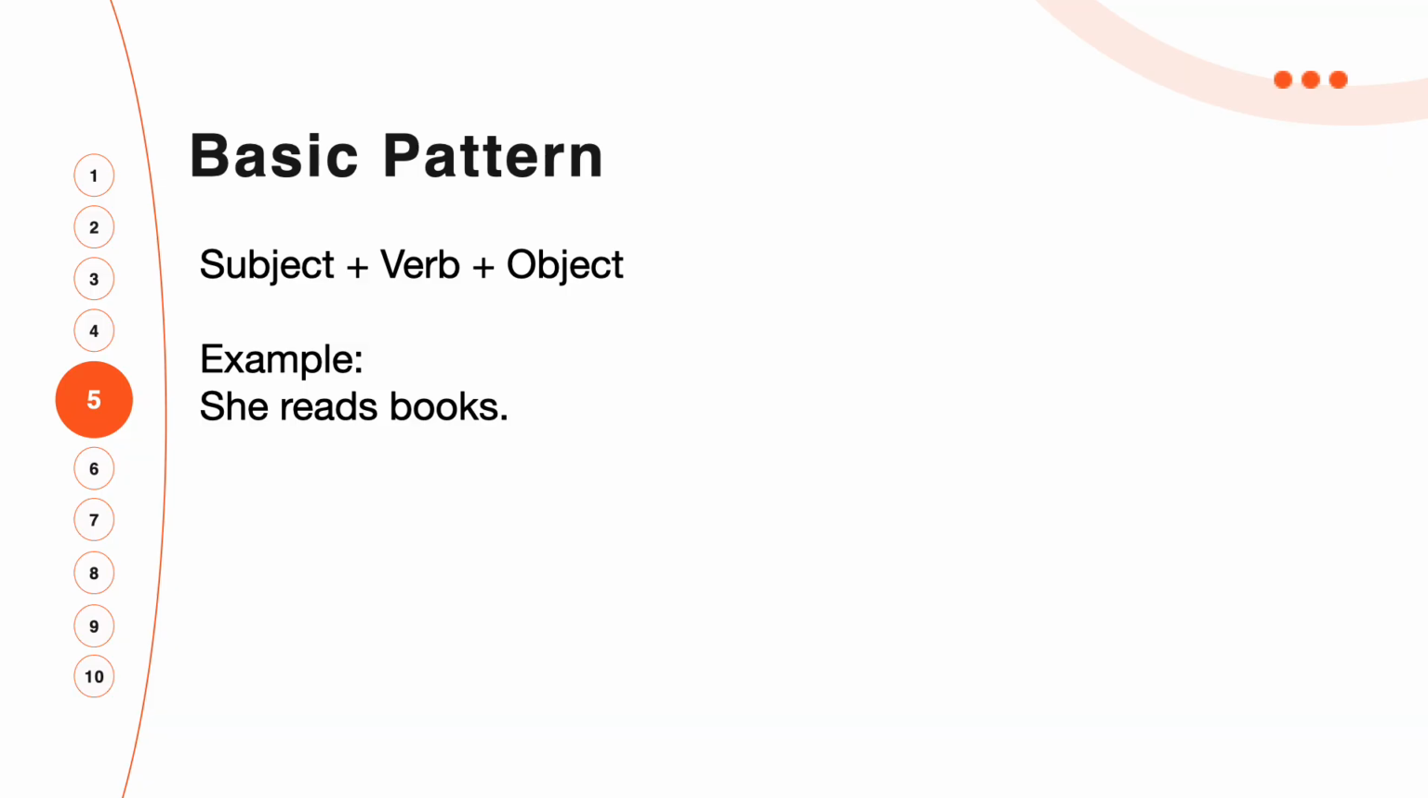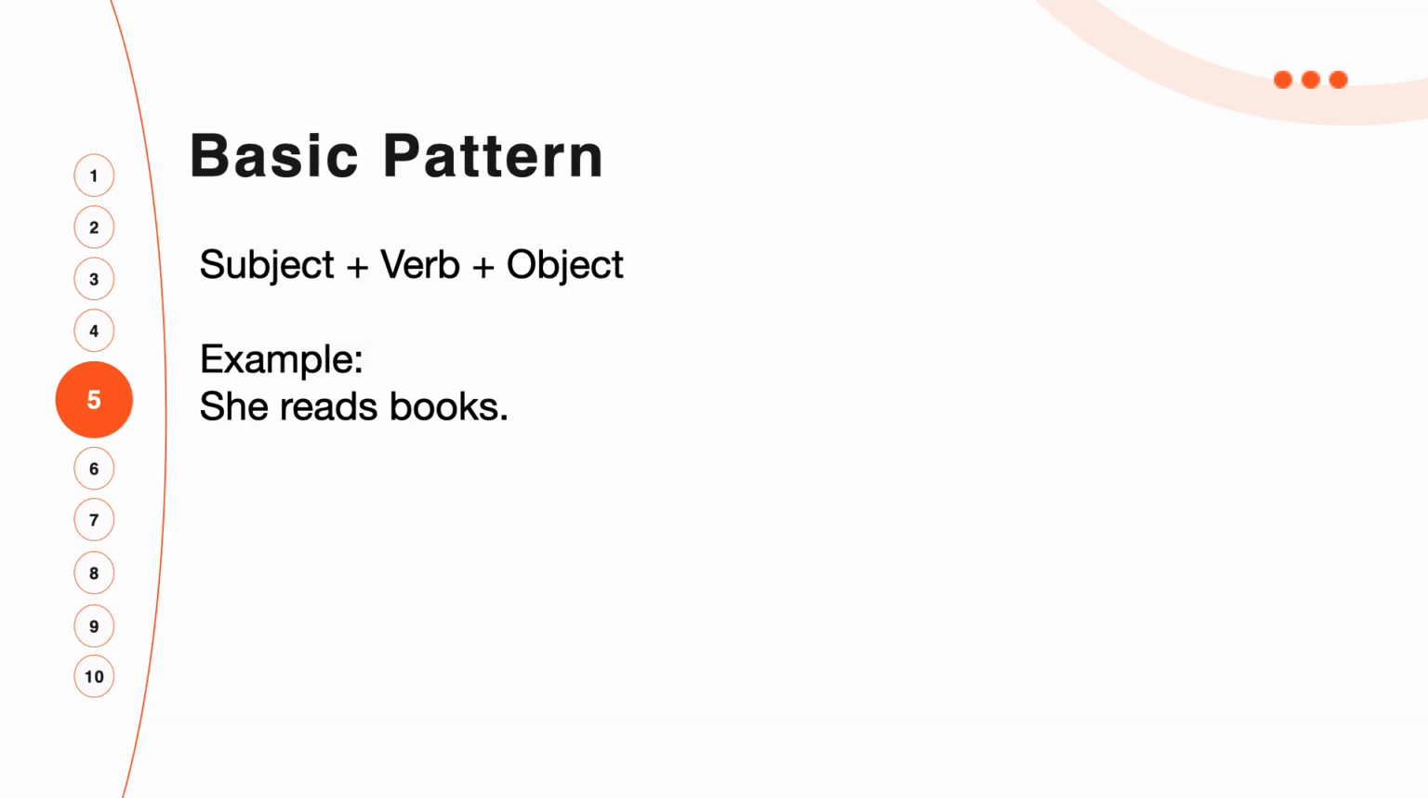Now see how parts of speech help create sentences. Most English sentences follow a basic structure: subject plus verb plus object. For example, she reads books. Here, she is a subject, reads is a verb, books is an object.